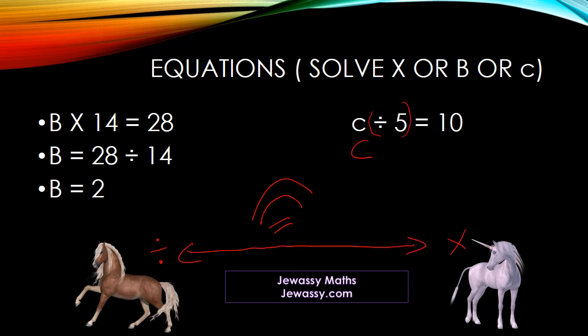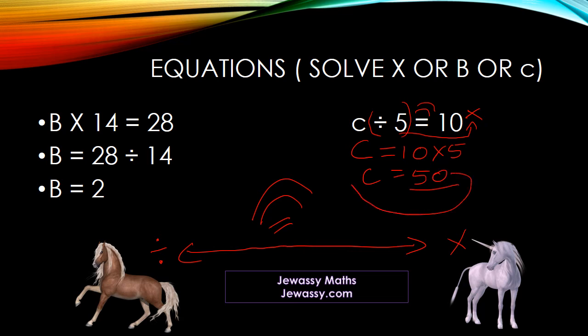This expression is going to go under our little rainbow, which is the equal sign, and it's going to change from division to multiplication. So it's going to be C is equal to 10 times 5. C is equal then to 50. And if we were to take this back up into the sum, if we say 50 divided by 5, we know it's going to be equal to 10. So our answer is correct.